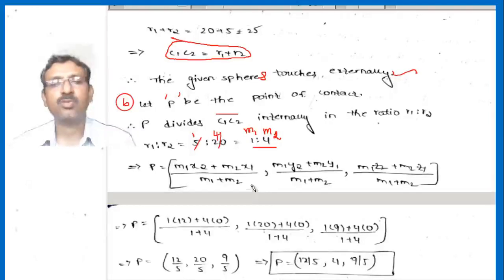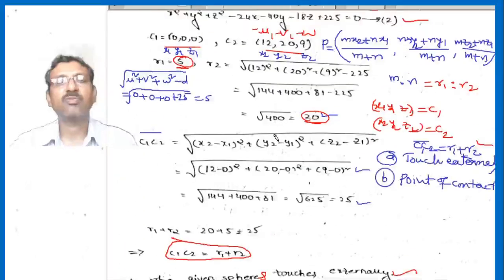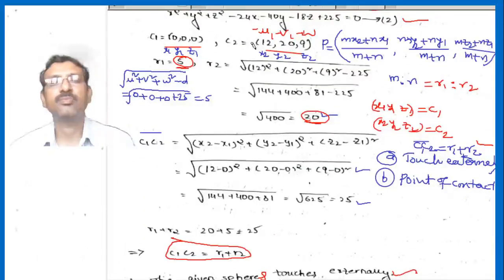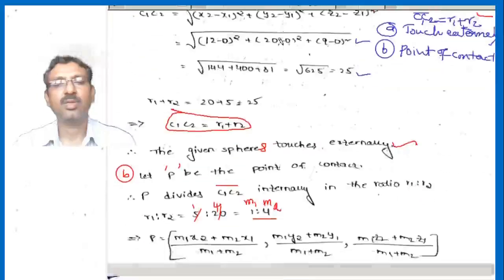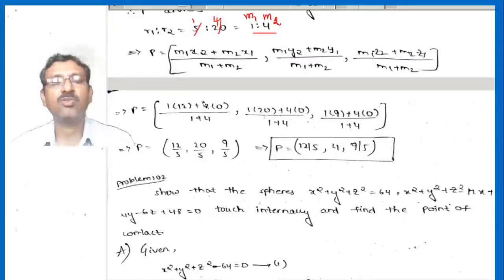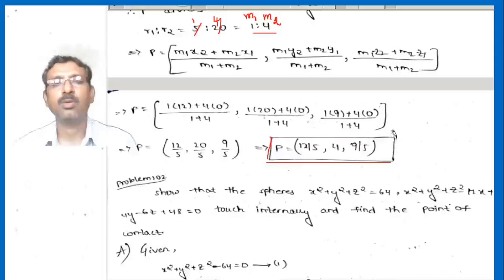Substituting these values, where x1, y1, z1 are the centers of the two spheres, we get (1 into 12 plus 4 into 0), (1 into 20 plus 4 into 0), (1 into 9 plus 4 into 0), divided by m1 plus m2, which is 1 plus 4. Here we get 12, 20, 9, therefore 12 by 5, 20 by 5 and 9 by 5. These are the coordinates of the point of contact.